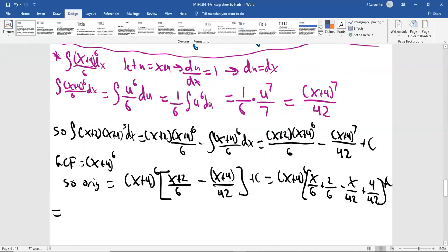Well, you might say, oh, well, 2 over 6 reduces to a third, 4 over 42 reduces to 2 over 21. That's fine. But let's just get an LCD across all of these for now. Let's just bump all these up to a 42. Admittedly, you don't have to. There is another way to do it, but reducing these is not a good idea because you'll be combining like terms. So you want to get an LCD, which for the x's is 42. For the constants, admittedly, it's 21. But let's just go with 42. So LCD of 42. So this becomes (x plus 4) raised to the 6th bracket.